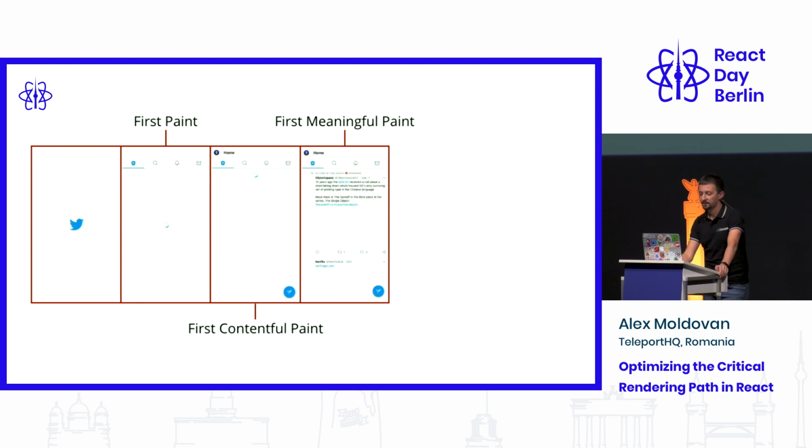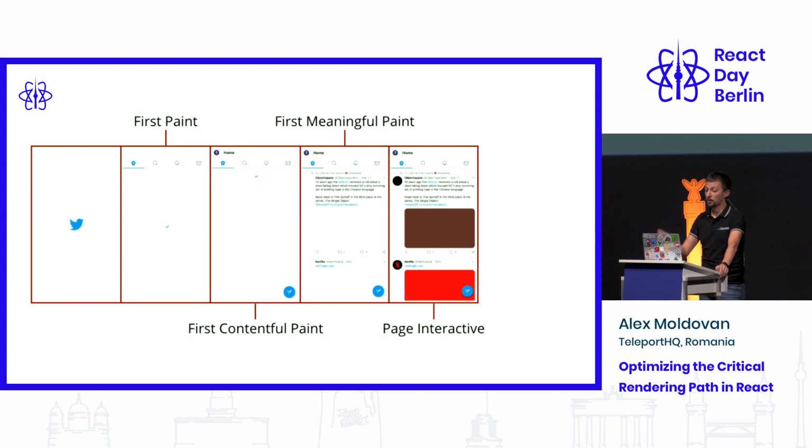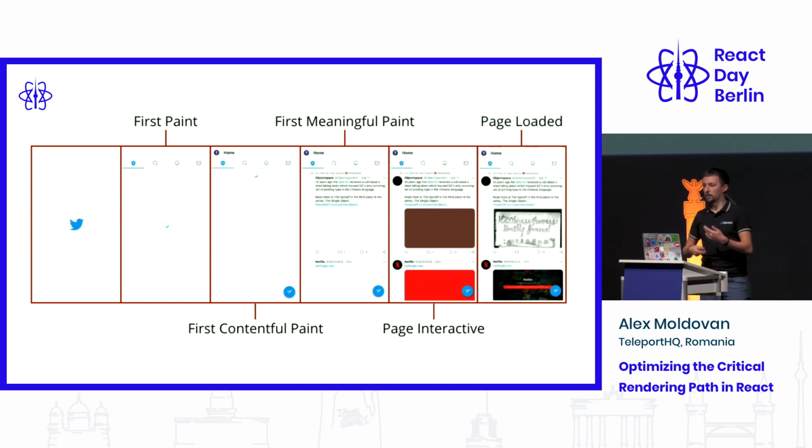Then we have another important event, which is the page interactive, because when we have the first meaningful paint, we might not have interactivity. The scroll might not work, inputs or elements might not be focusable or clickable. But page interactive is the event that happens as soon as JavaScript has been parsed and executed, and we can actually interact at 60 frames per second with the application. And finally, we have the page loaded when everything else is in place.